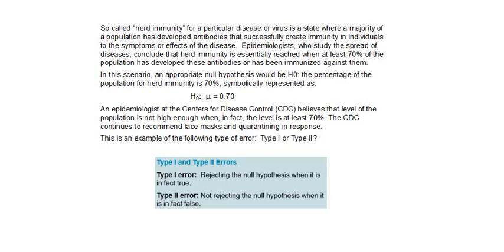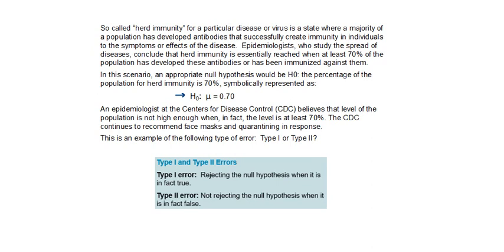In this scenario, an appropriate null hypothesis would be H0: the percentage of the population for herd immunity is 70%, and we're going to represent this symbolically as H0: the population mean is 0.70, representing our 70% of the population.